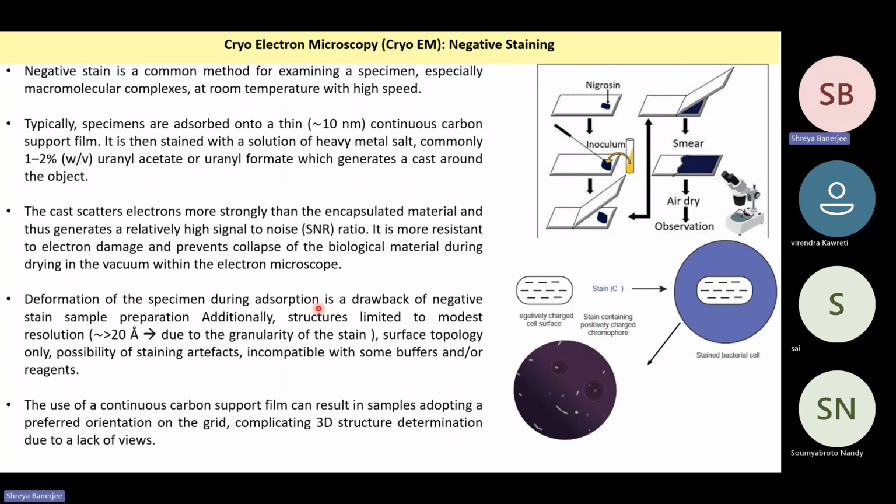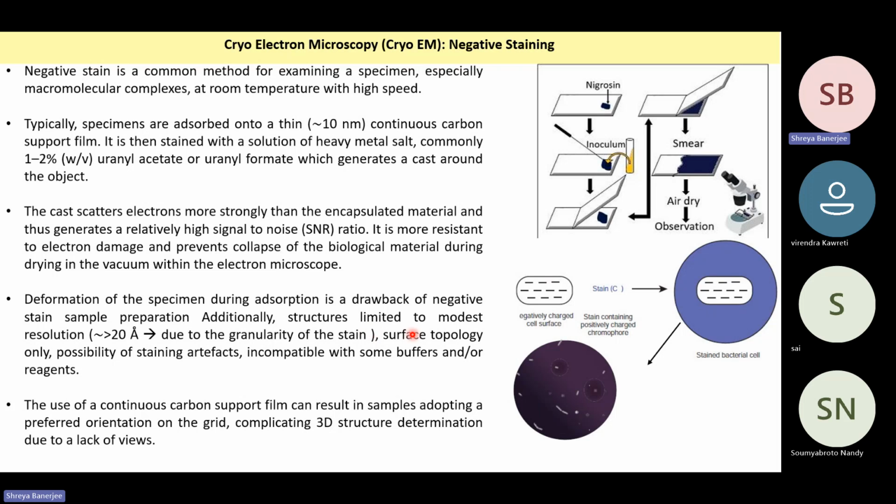Deformation of the specimen during adsorption. Now, a negative thing that can happen is that when the stain is being adsorbed on the surface, the cell itself gets deformed. That is a negative thing because you want to find out the native structure of the cell. If it is getting deformed by the stain, then that is a bad thing.